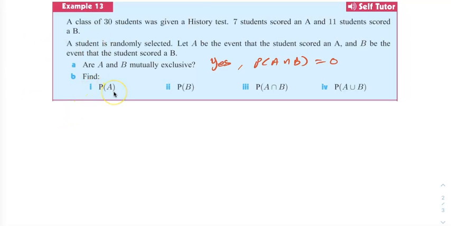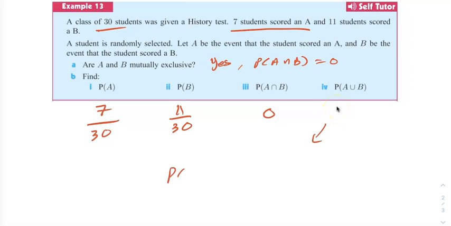Find the probability of A. Well, there's 7 students that scored an A, and there's a total of 30 students. So there we go. Probability of B. Well, there's 11 students that scored a B, and there's 30 students total. A intersection B. Well, I know it's mutually exclusive, so that's 0. And then the union, A union B. What was the formula for that?